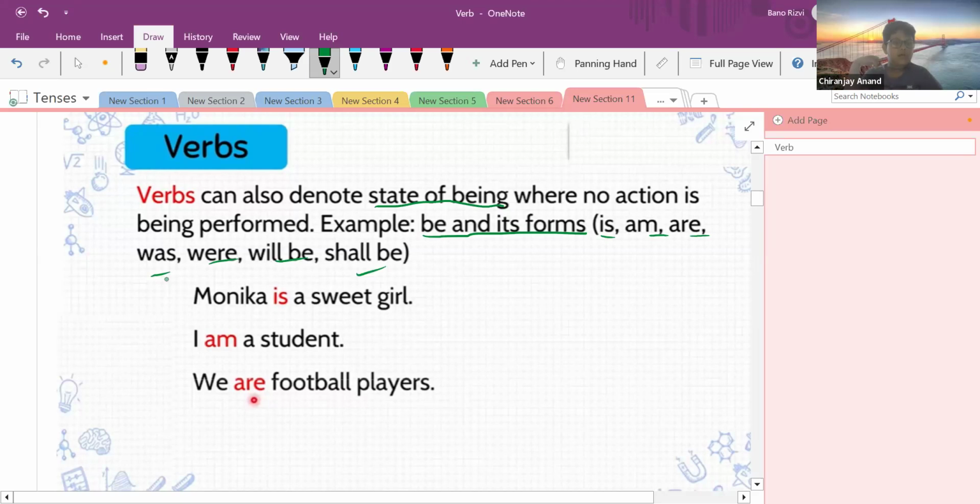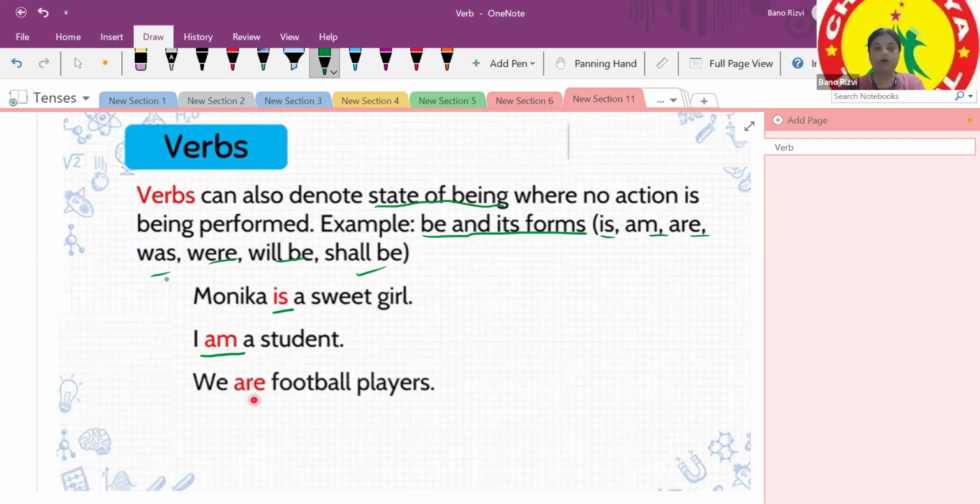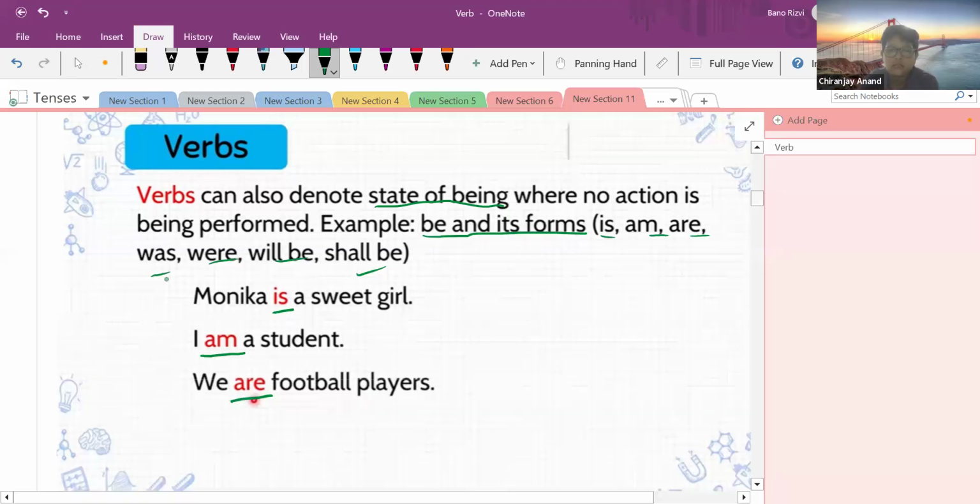So, Monica is a sweet girl. Here is is a verb, although it is not doing any action. I am a student. Am is a verb, but it is not doing any action. We are football players. Are is a verb, but it is not doing any action.